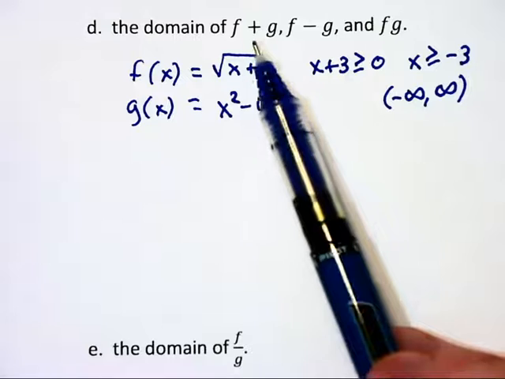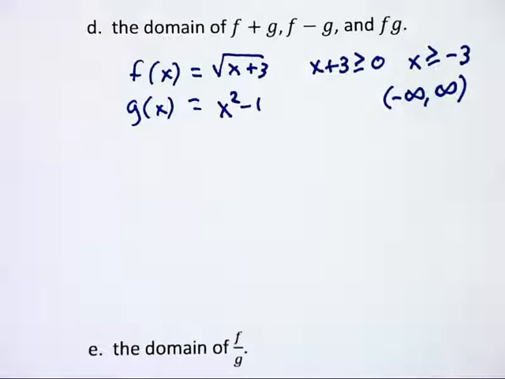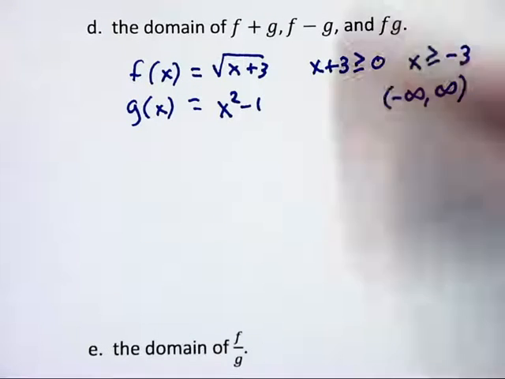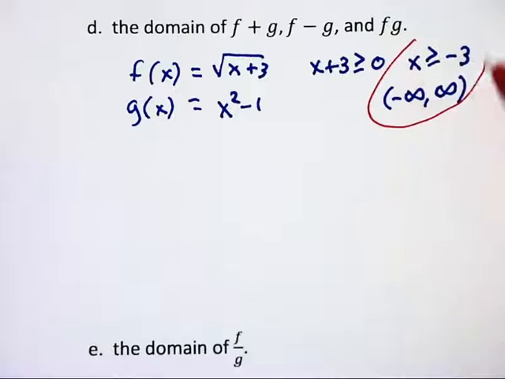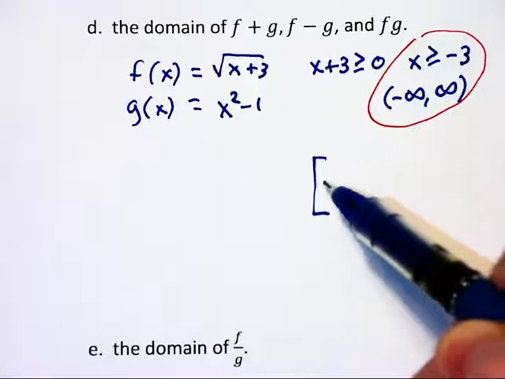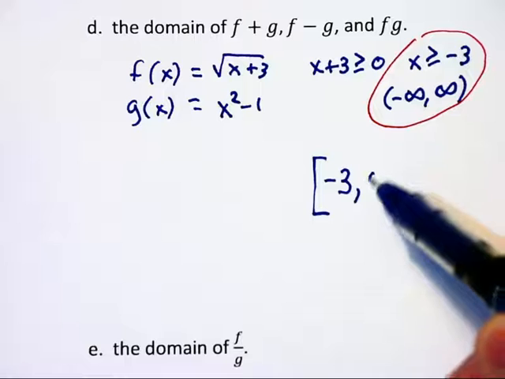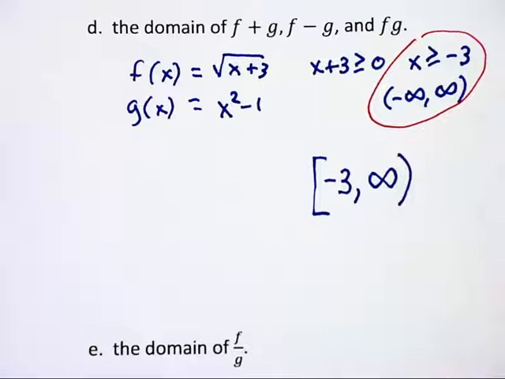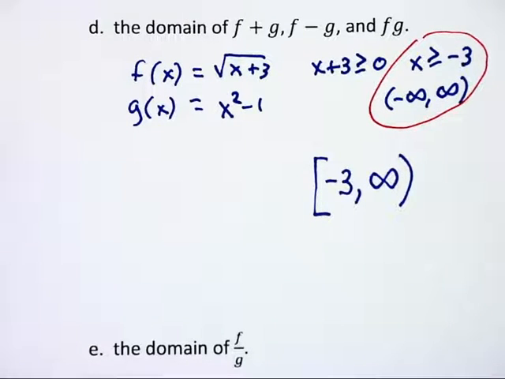To find the domain of the sum, difference, or product, we're taking the intersection of these two conditions here. And basically, when you overlap these two, it turns out that our domain is going to be x greater than or equal to negative 3, as written here in interval notation.